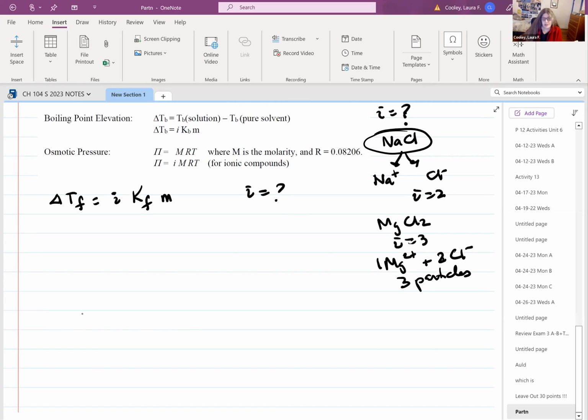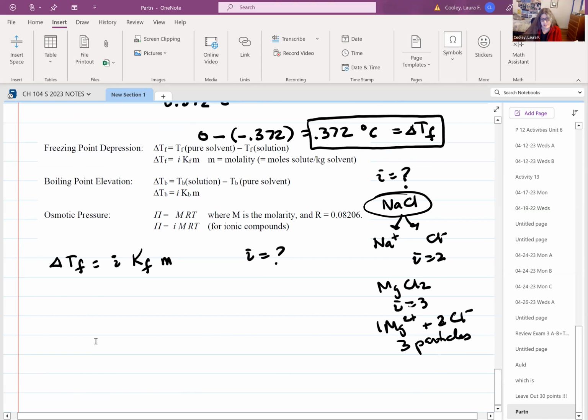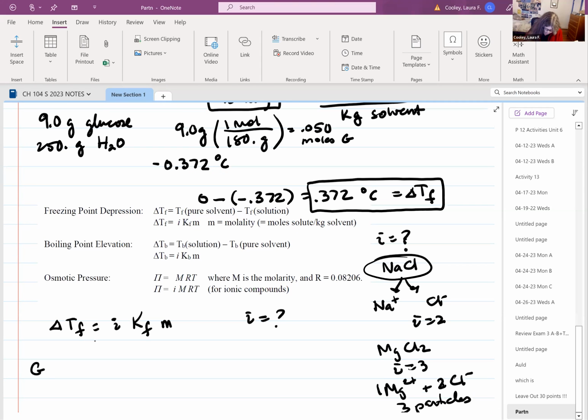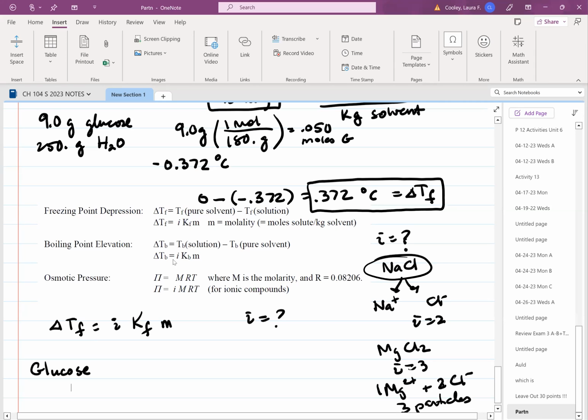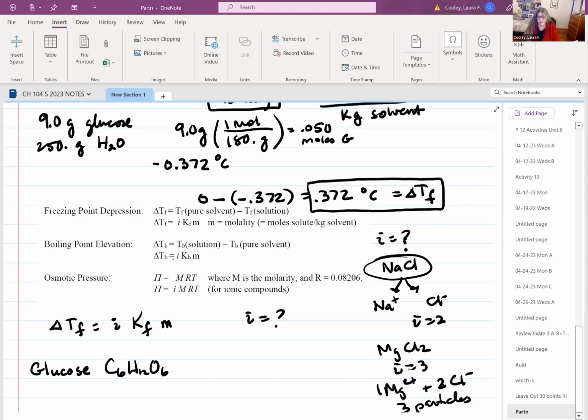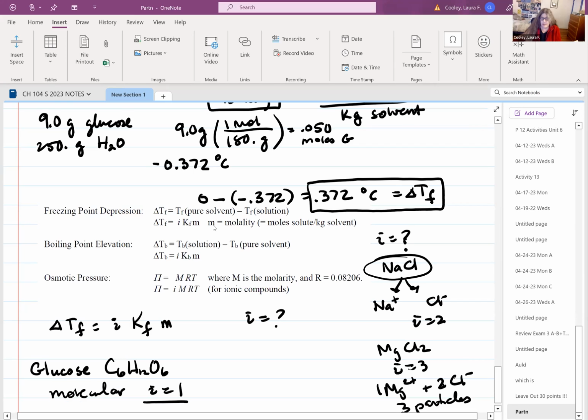But what is glucose? Is glucose an ionic compound? What's the formula of glucose? C6H12... I forgot the rest of it. Okay, it's not an ionic compound. It's molecular. So i is equal to 1. So you don't even have to worry about the i when you have a molecular compound.